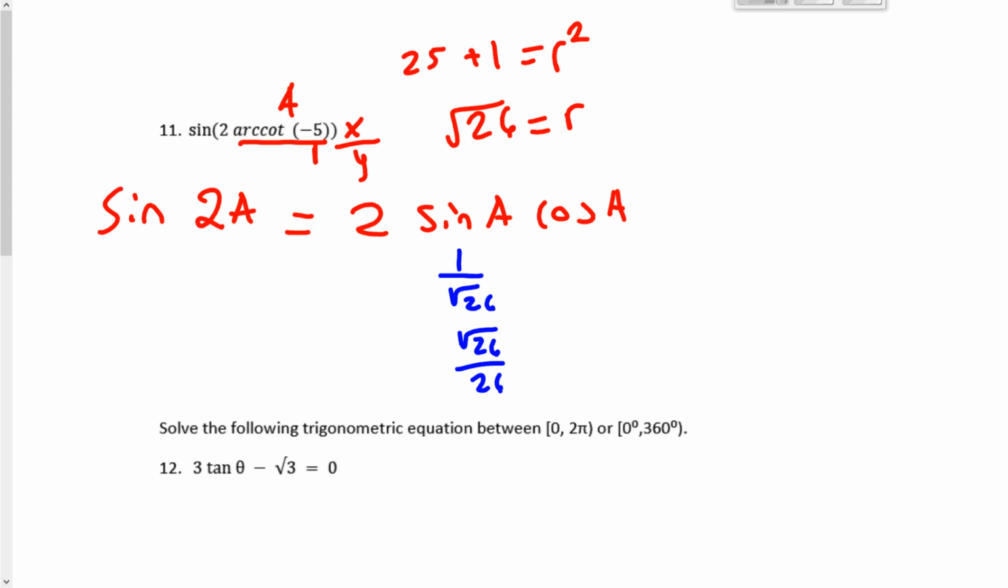And then cosine of a is x over r, so that's negative 5 over root 26. So that's negative 5 root 26 over 26. We're multiplying those, and then we're multiplying that by 2. And so we can simplify this.